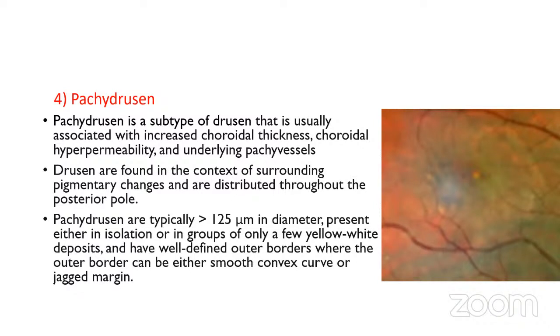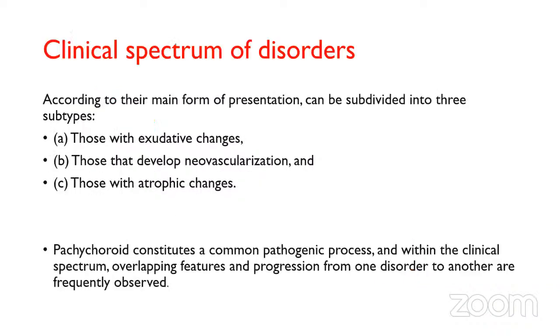The drusen are found in the context of surrounding pigmentary changes and distributed throughout the posterior pole. Typically, they are more than 125 micron in diameter. So this diameter is compared to the diameter of the vessels which come out from the optic disc. So in comparison with that, this measurement is done. Either they are associated in isolation or in groups of only a few yellow-white deposits with well-defined outer borders, or the outer border can also be smooth, convex, or jagged.